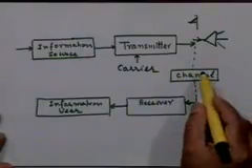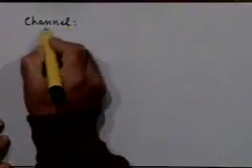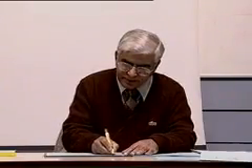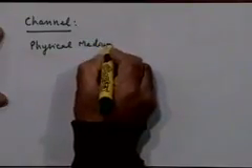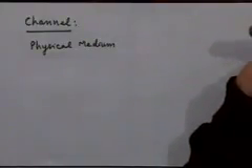Let's now come to the next thing in our block diagram, the channel. Somebody asked me a question about the bandwidth of the channel, so let's discuss channels a little bit in more detail. Channel, as I said earlier, represents the physical medium, and different kinds of channels will have different characteristics.